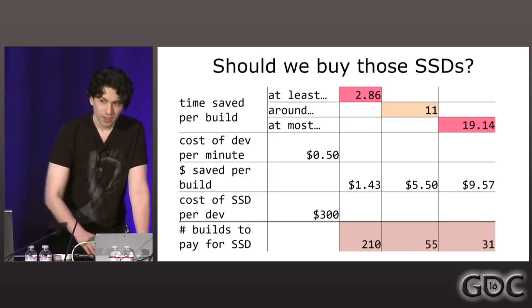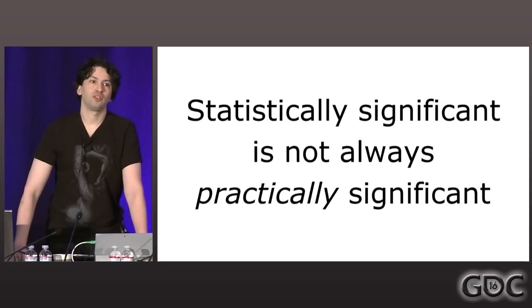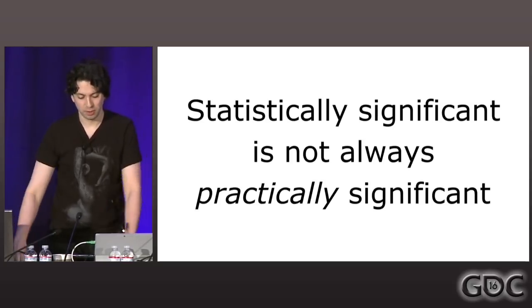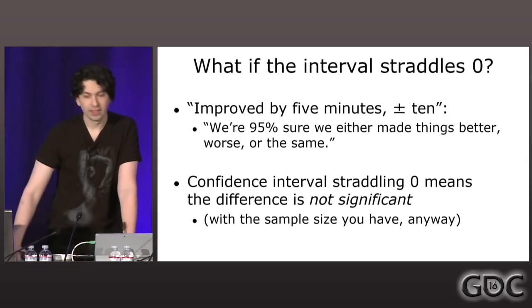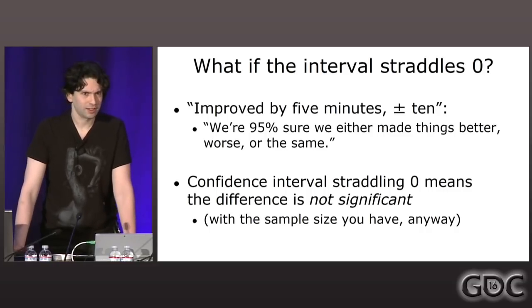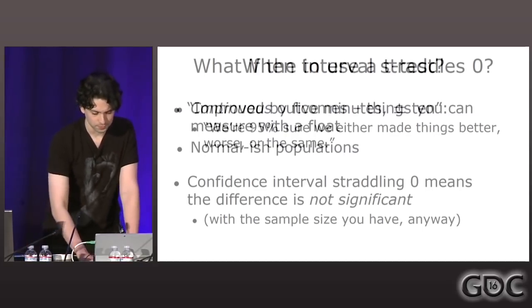pay for itself. So just because the two things are statistically significantly different, it doesn't mean that the difference is actually practical. You have to look at how big the difference in means is. You can't just say, well, the two things are different, then we should buy all the drives. Incidentally, if that confidence interval straddled 0, if I said the difference in build times is like 5 minutes plus or minus 10 minutes, then it's like the improvement is -5 to 15 minutes, which is to say I've definitely proven that things are either better or worse or the same, which is to say it proved absolutely nothing. So if your confidence interval straddles 0, you don't have a result.